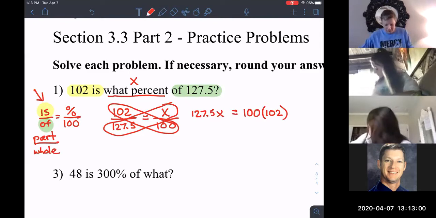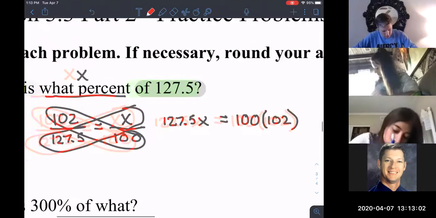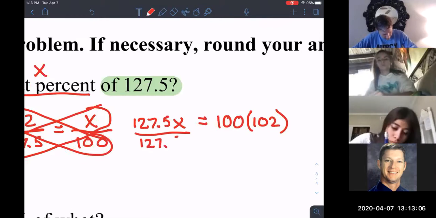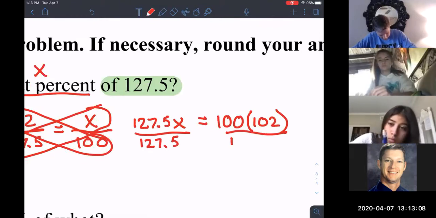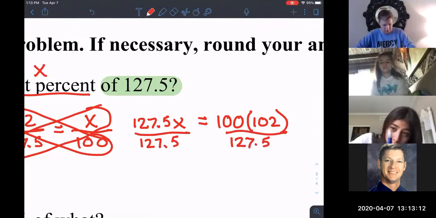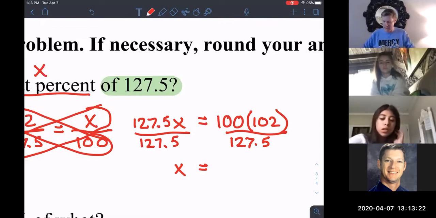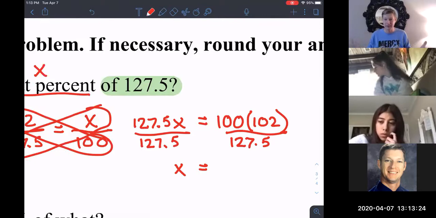Okay. So to solve this, you may see that to get x by itself, all we have to do is divide by 127.5 on both sides. So this is really the work that we need to do to solve for x. We're going to multiply 100 times 102, and divide that answer by 127.5, and that should give us an answer that is a percentage.